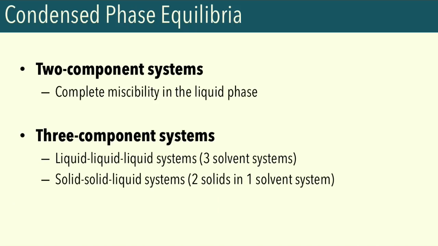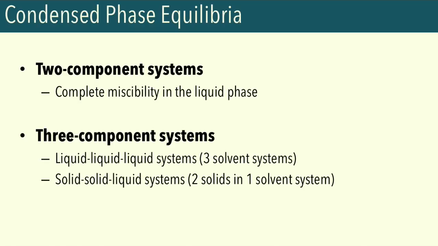For our discussion, we'll be looking at general cases of two-component and three-component condensed phase equilibria. For two-component systems, we'll focus on a system with complete miscibility in the liquid phase as an example case. For three-component systems, we'll look at when all the components are liquids and when we have two solids in one solvent system. Keep in mind that there are many other possible cases of multi-component systems, but for the sake of our introductory discussion, we'll limit ourselves to a few examples so we can get a grasp on how to work with multi-component phase diagrams.